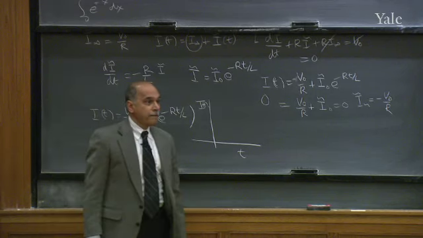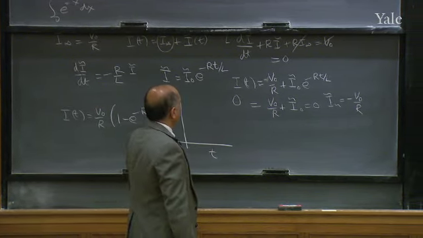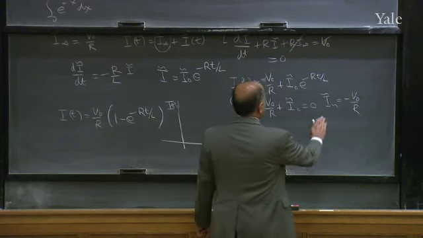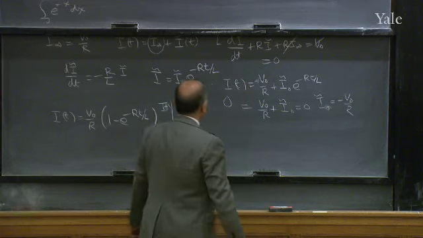Yes? Over on the right, where it says I twiddle 0 equals negative V naught over R. Should that be I twiddle 0? This one? Yeah, right, thank you.